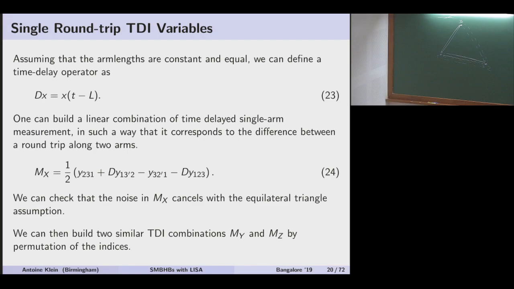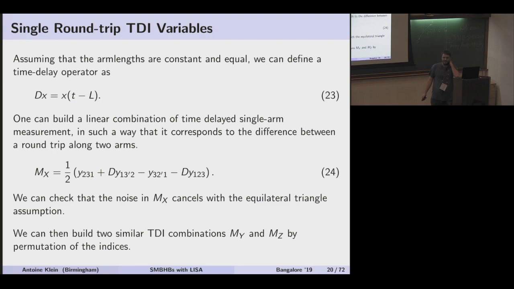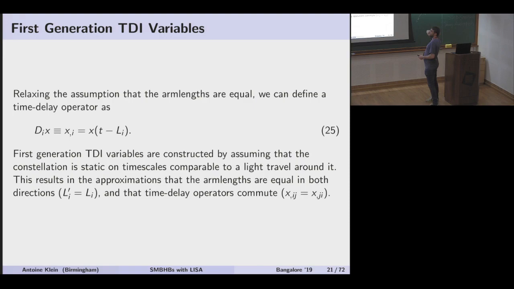Right. So this is all well and good, but the arm lengths are not really constant. They're not really equal. So if we relax the assumption that the arm lengths are equal, we need to look at a slightly more complicated signal.